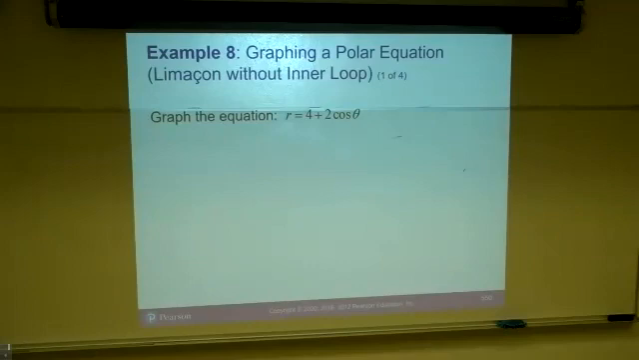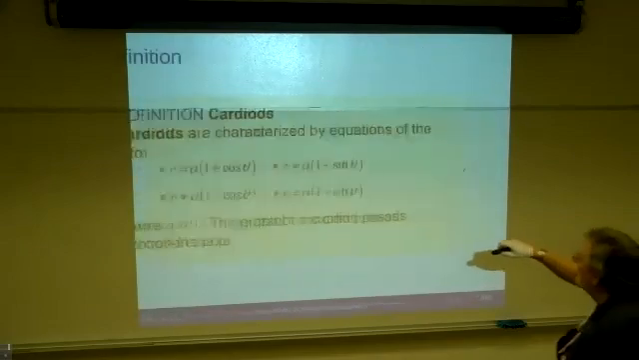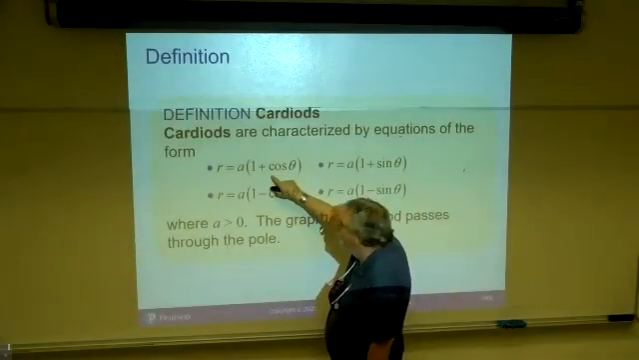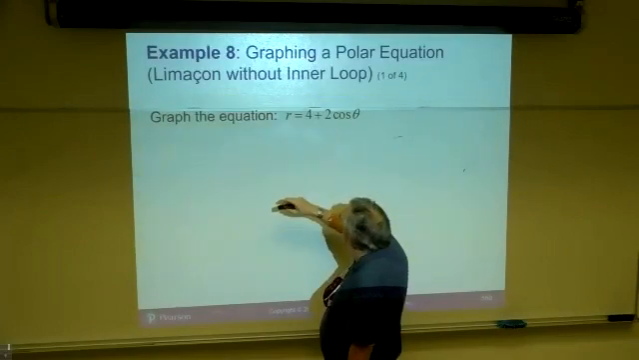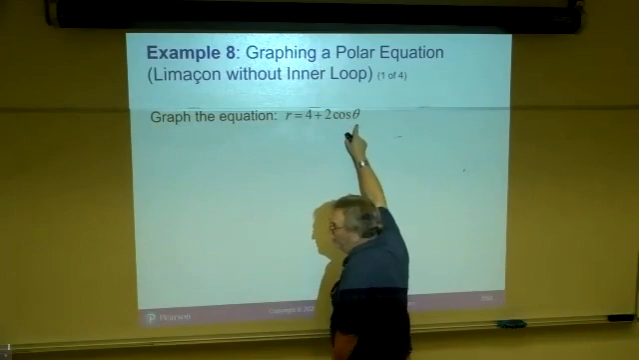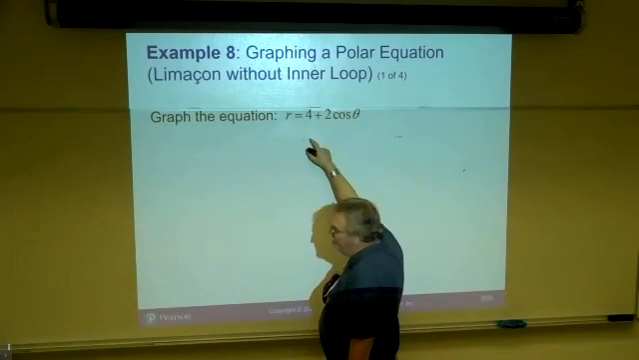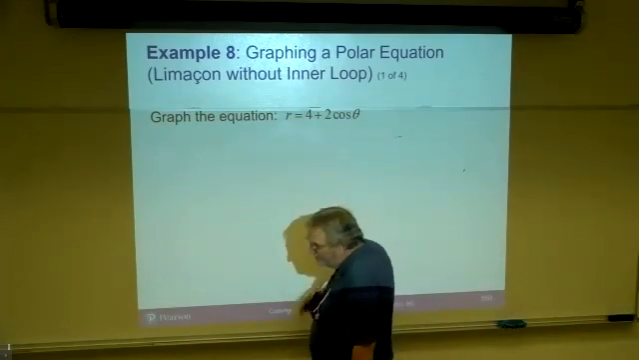Now, it kind of looks like this. Was it plus or minus? Plus. It kind of looks like this, but it isn't. It is 4 plus 2 times cosine theta. So I can't factor 2 out of this and say it's 2 times 1 plus cosine. It's not the same thing.